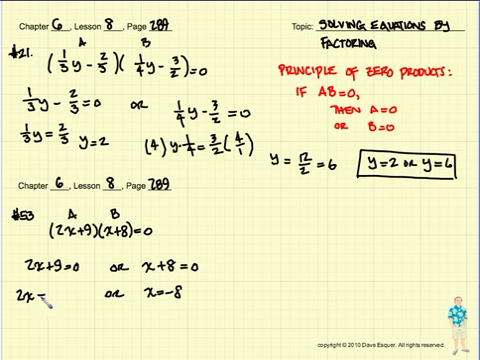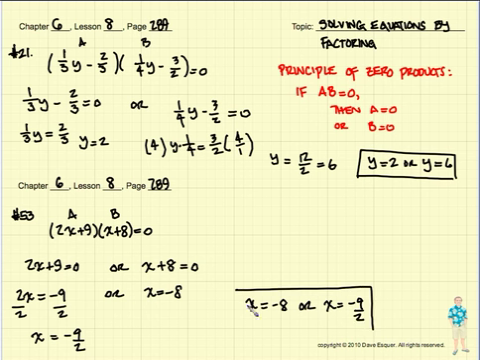Or we have 2x is equal to negative 9 by subtracting 9 from both sides. Finally, if we divide by 2, x turns out to be negative 9 over 2. So for problem number 53, we have two solutions. x can be either negative 8 or x can be equal to negative 9 over 2. That's the answer for number 53.